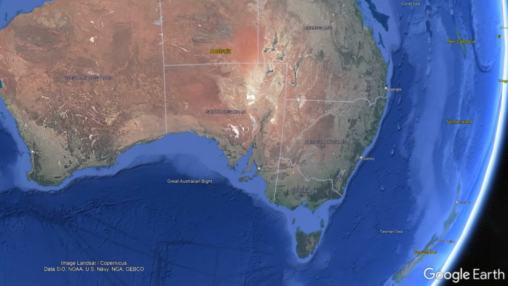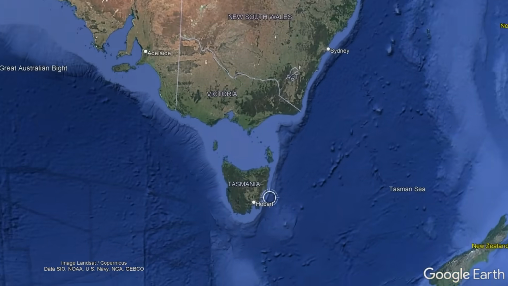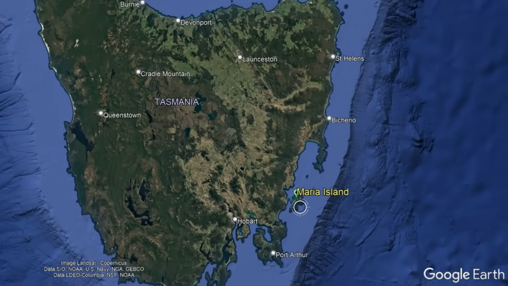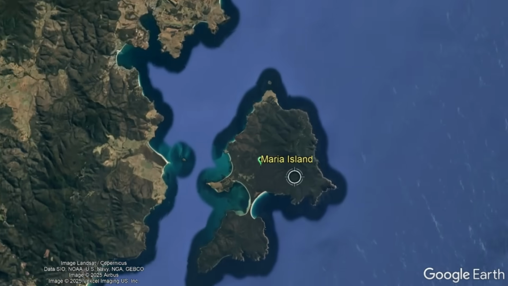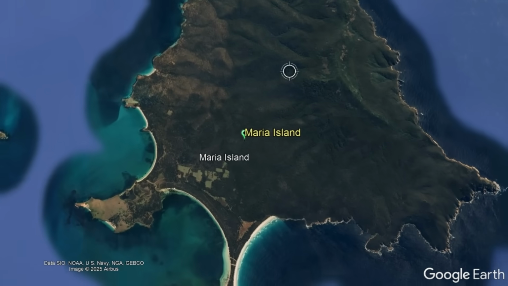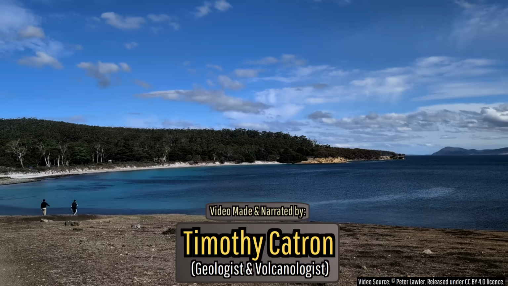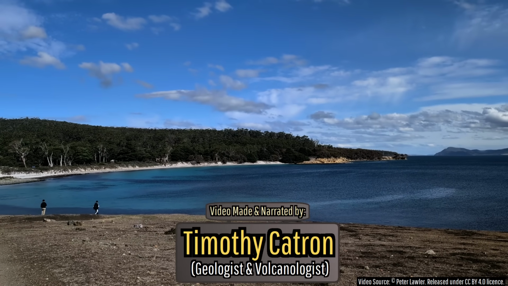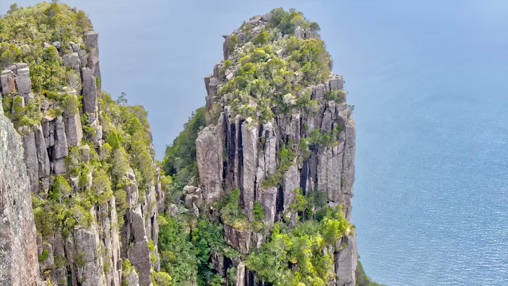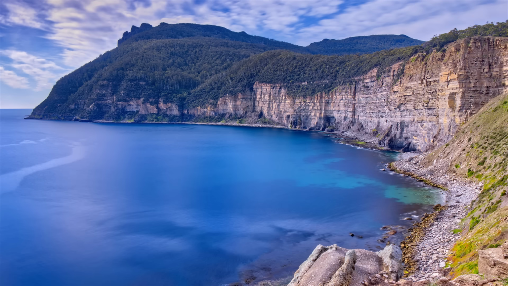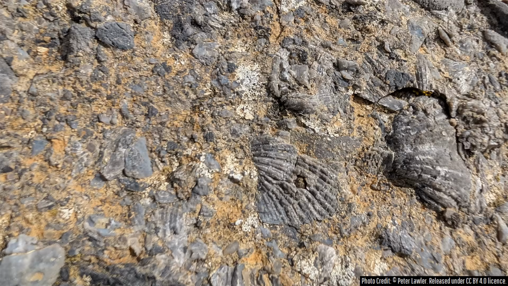Today, we are heading to Australia, specifically off the east coast of its major island of Tasmania. There, 65 kilometers east-northeast of the city of Hobart, we reach Maria Island, which comprises Maria Island National Park. Here, we can find a wide range of interesting geologic features, from unusual igneous pillars to colorful chemical weather bands, a missing 100 million year gap in the geologic record, and many fossils.